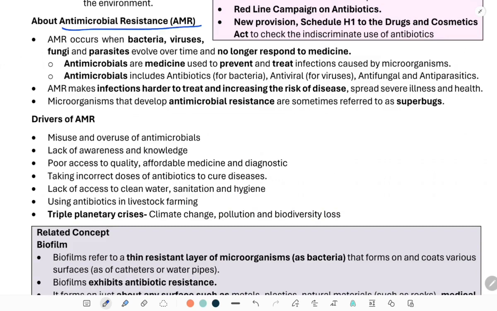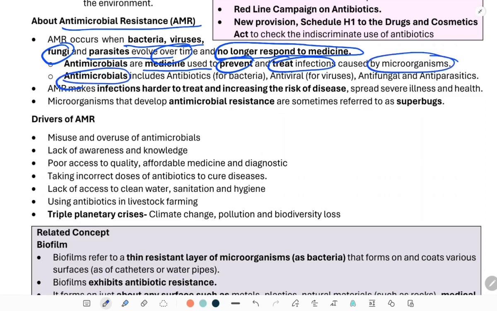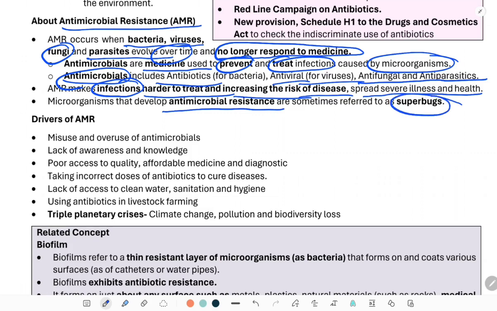Antimicrobial resistance, AMR, occurs when bacteria, viruses, fungi and parasites evolve over time and no longer respond to the medicine. Antimicrobials are the medicines used to prevent and treat infections caused by microorganisms. These antimicrobials include antibiotics for bacteria, antivirals for viruses, and antifungals and antiparasitics. AMR makes infections harder to treat and increases the risk of disease spread and severe illness. Microorganisms that develop antimicrobial resistance are sometimes referred to as superbugs.